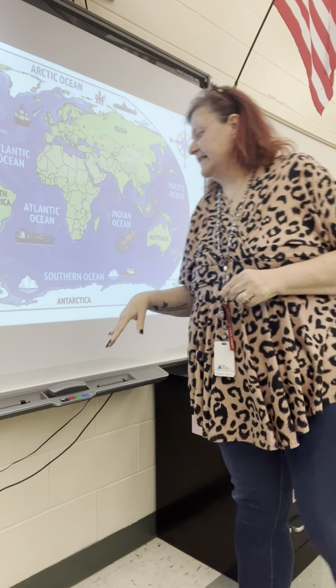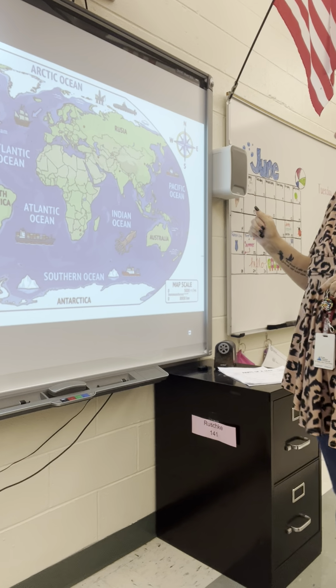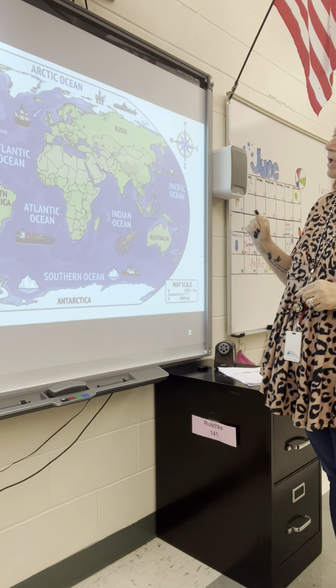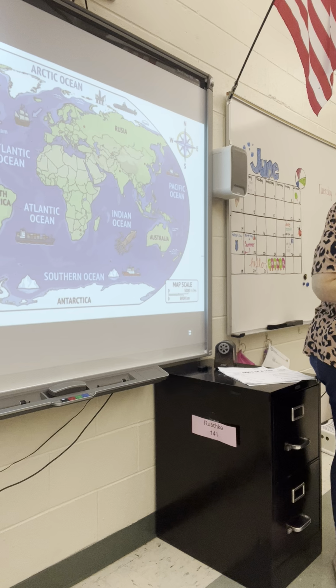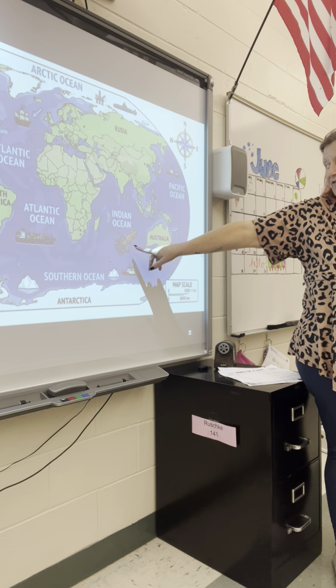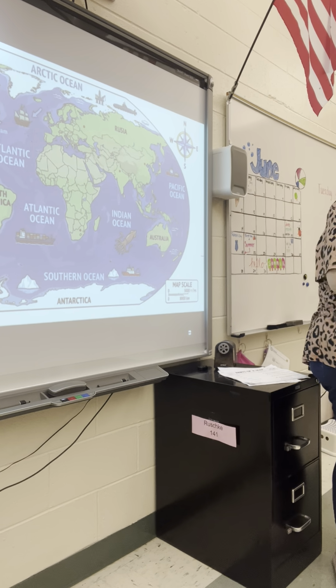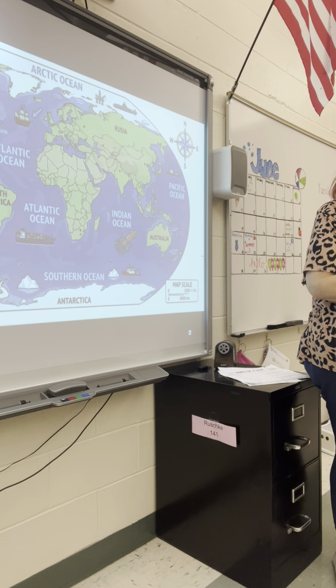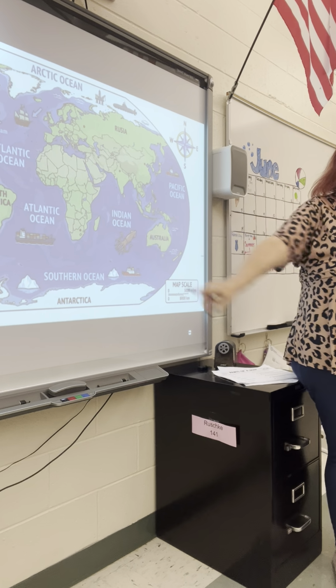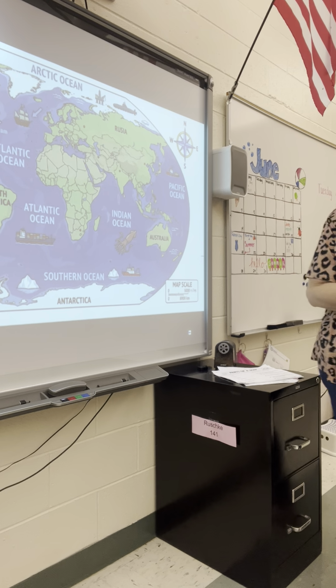Can you guys look at this map and tell me, what ocean is the squid in? Which ocean is the squid in, Alberto? Here's our friend the squid. Which ocean is he in? Do you know that word? India. Indian. Indian. Good job.